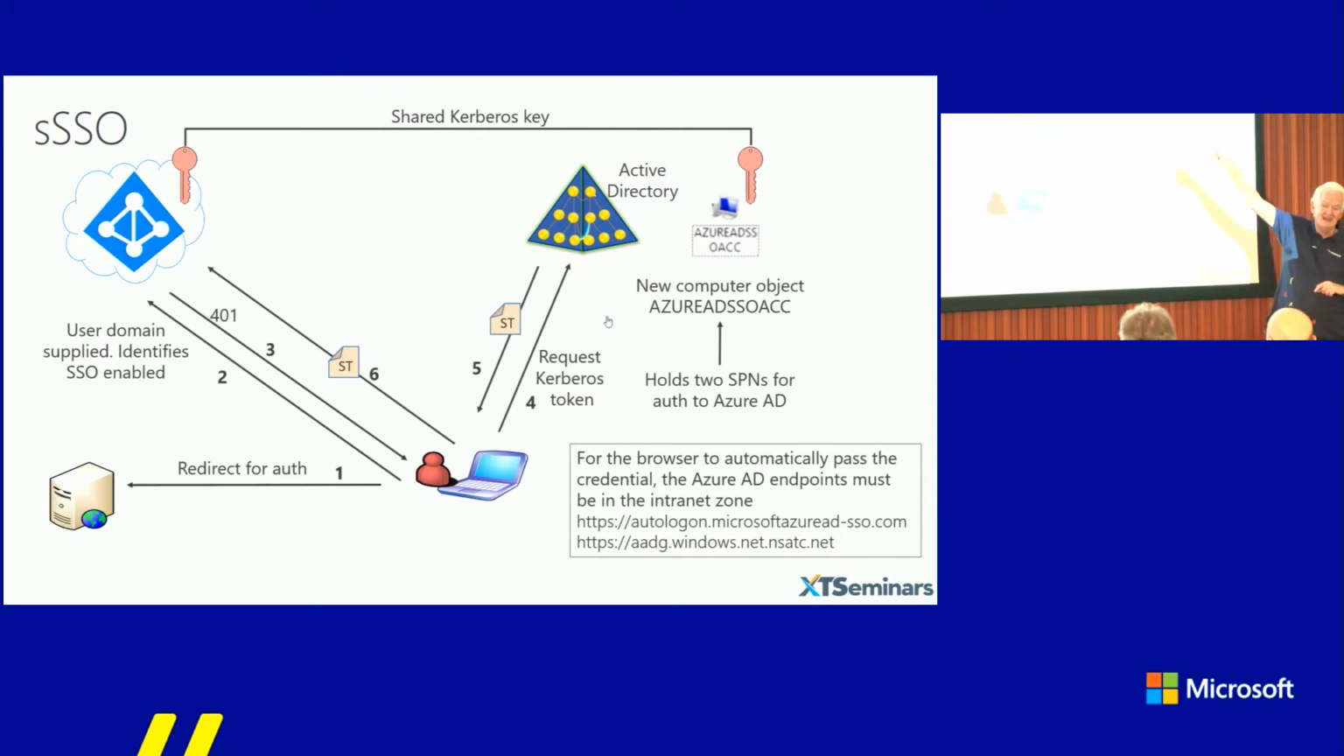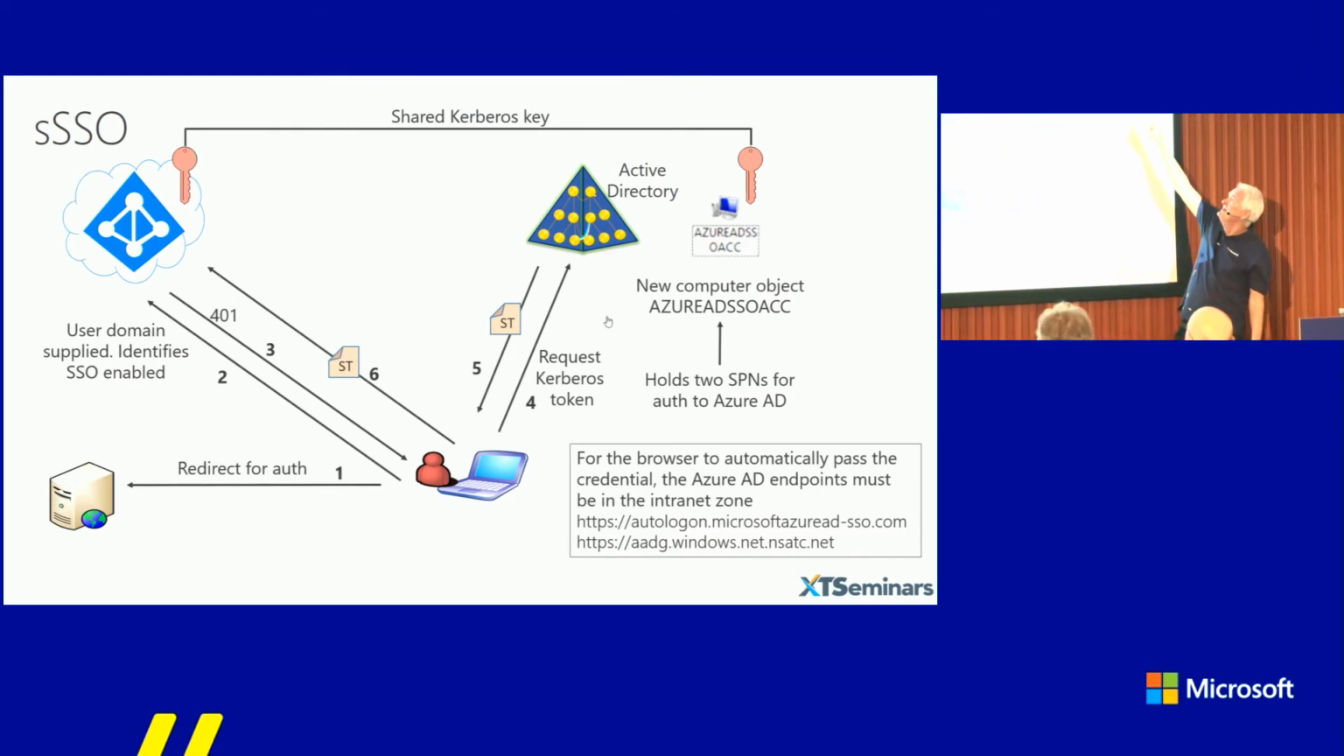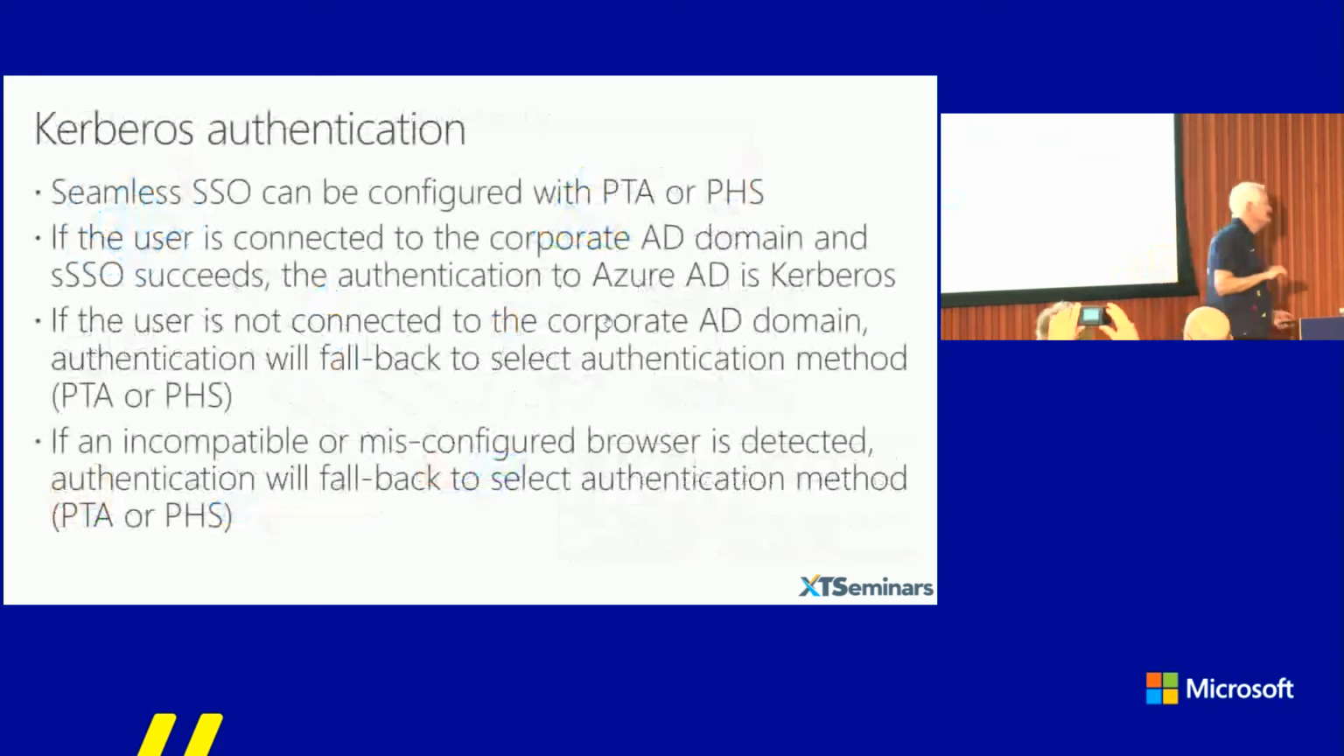How does Azure AD validate that token? Well, it has the key that was used to encrypt the token. It's the same key. Effectively, that computer account is deemed to be running this service, and therefore the service token or the session ticket is encrypted with that key. This guy has got the key as well, can decrypt, and then we get back a claims token. This time we pass it back, and it's all worked beautifully. So that's the basic mechanism.